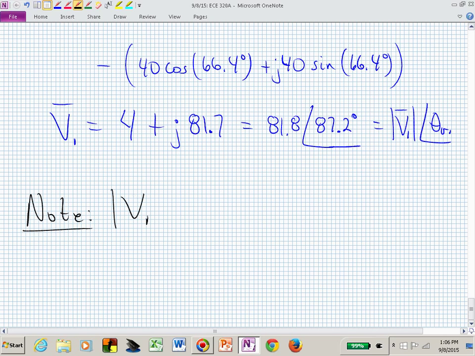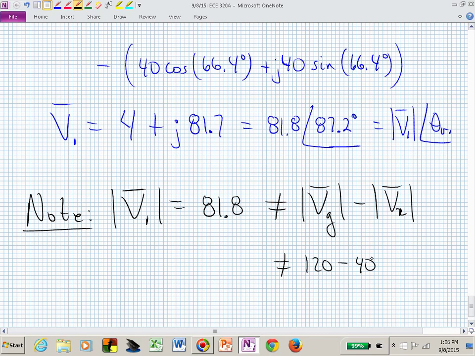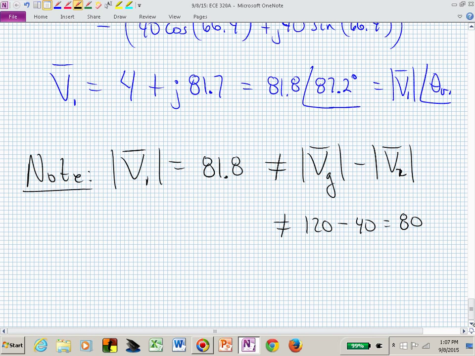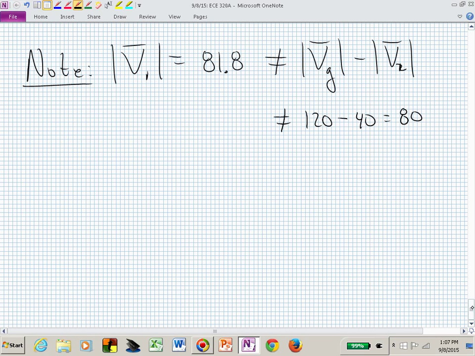Although this doesn't dramatically make the point, look at what the magnitudes would look like. Here we have a magnitude of V1 that's not equal to the magnitude of the generator voltage minus the magnitude of the second load's voltage, since those two were 80. A lot of times that is much more dramatically different. Here it's not that different, 82 versus 80. And if you wanted to sketch those, V1, well, that's definitely not V1, but you get the idea. It was 81.8 degrees. It's quite vertical.